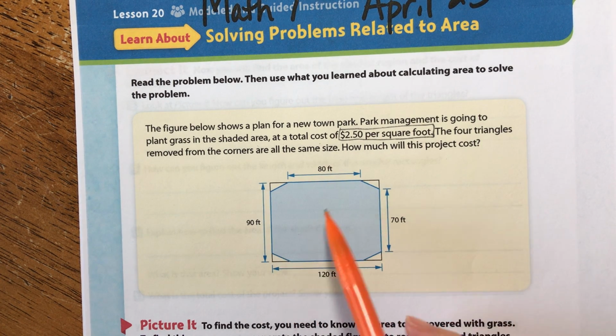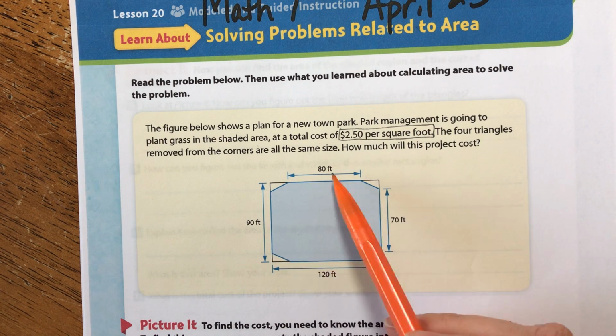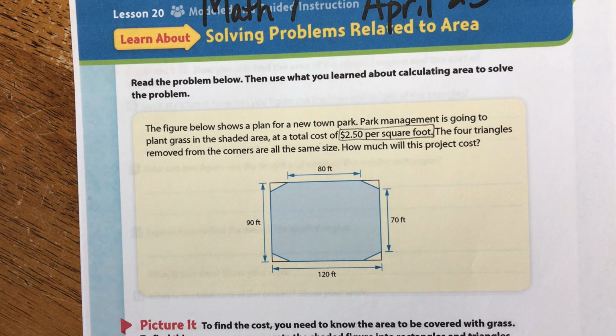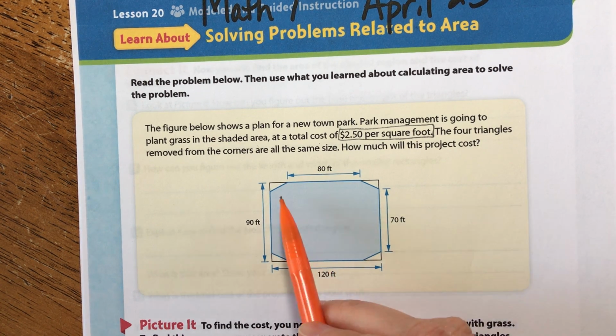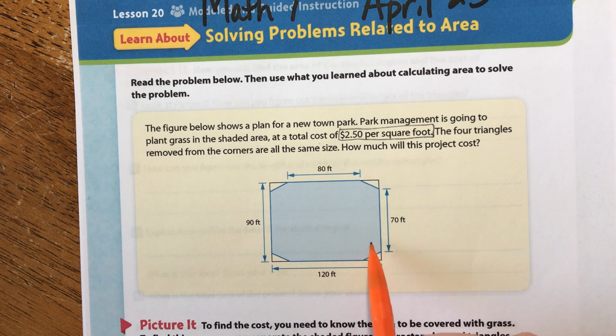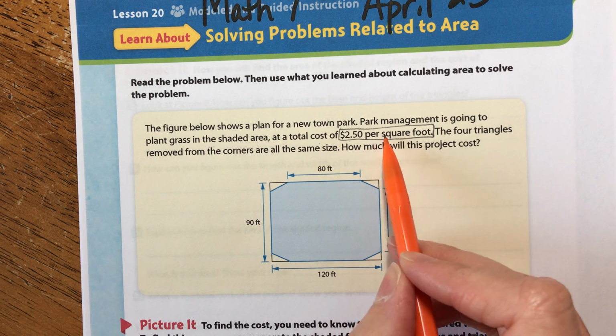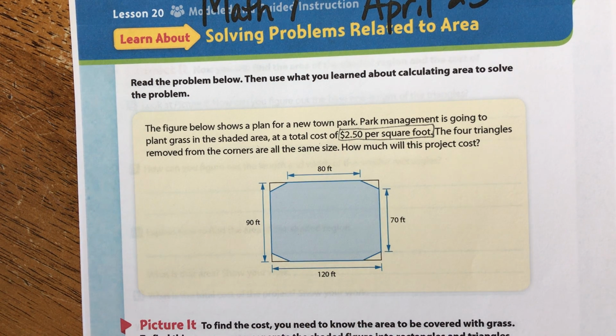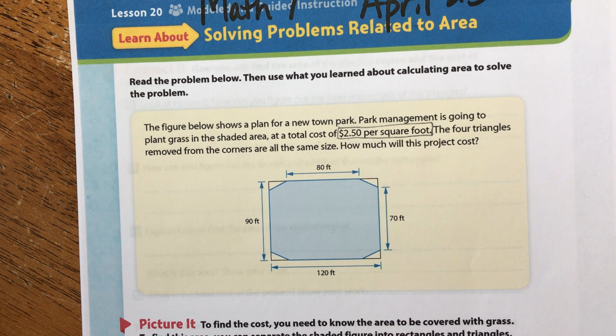So everywhere, they should have shaded it in green. Everywhere that you see blue is going to be the park, the grass. So I need to cover all this with grass, and that grass is going to cost me $2.50 per square foot. Okay, so if you take a look, I've gotten all kinds of measurements here.